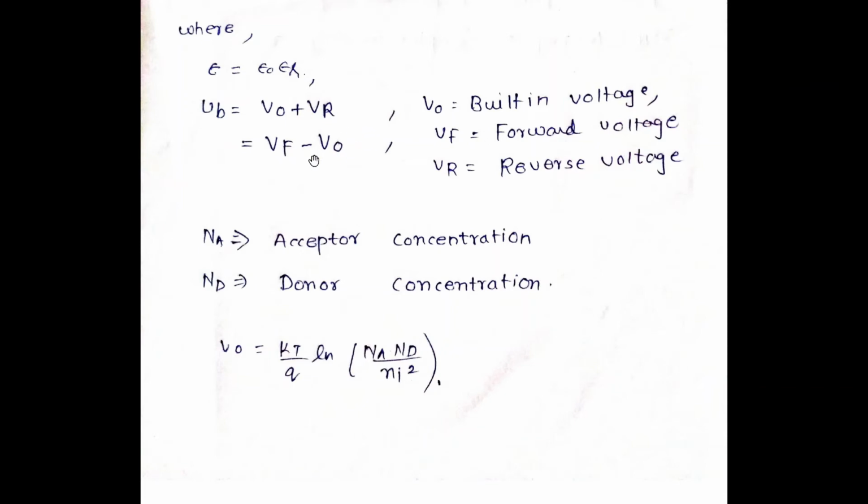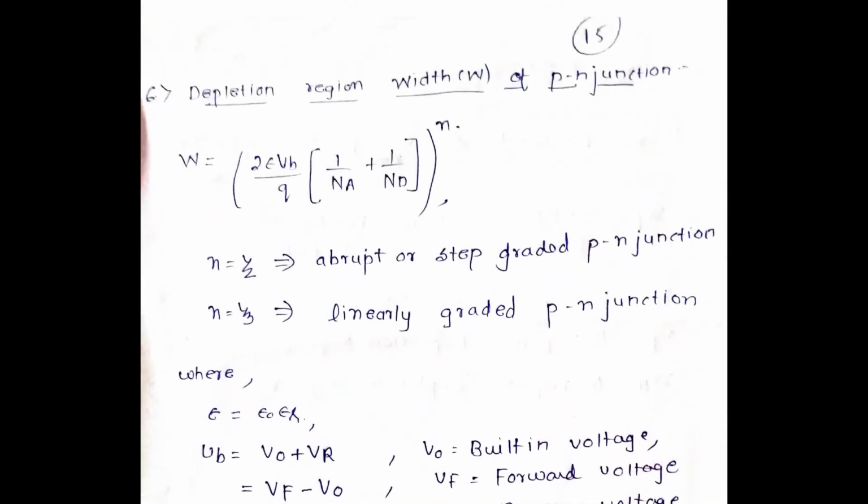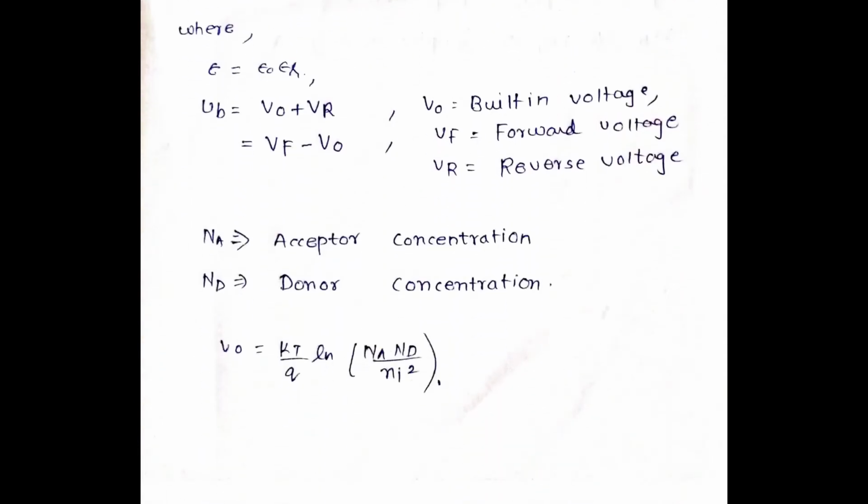Now Vr or Vf is directly given to you, but V0, the built-in voltage, is given by this formula: kT by q into ln of Na into Nd by ni square. I repeat again, I am reading these formulas not just to tell you, but to make you understand every term that goes into the formula.